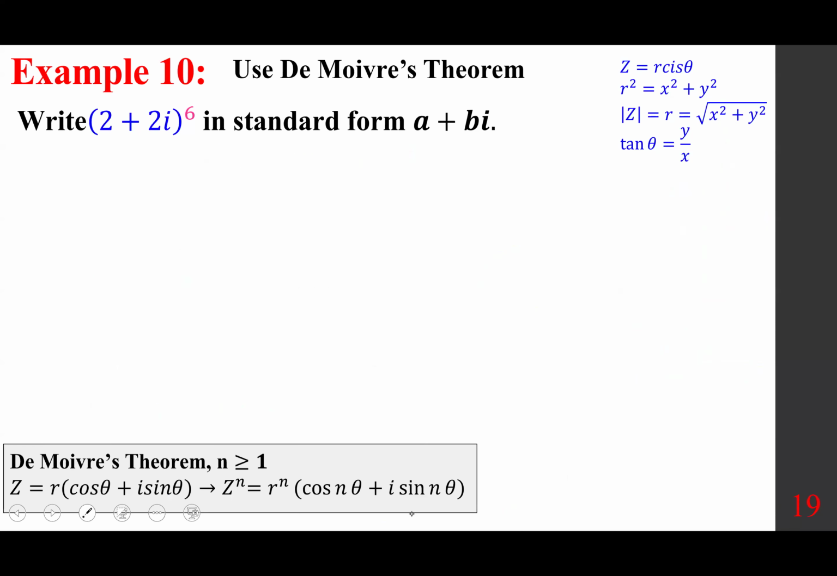We are ready to move on. We want to use De Moivre's theorem to write 2 plus 2i to the power of 6 in the standard form a plus bi. In other words, we want to raise it to the power of 6. To raise it to the power of 6, we are going to follow this: Z to the power of n is R to the power of n cis n theta.